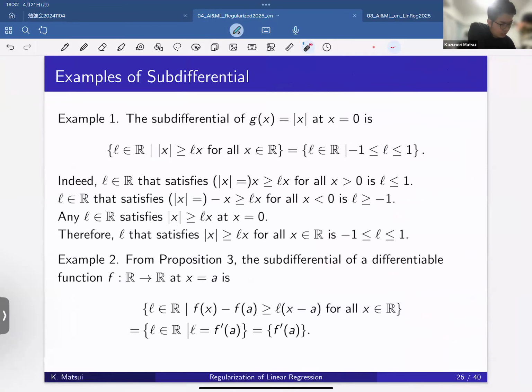Let's see what the subdifferential of g(x) equals absolute value of x at x equals 0. From the definition, we need to find L that satisfies this inequality. And this turns out to be any number between minus 1 and 1. So please check here later. On the other hand, for a differentiable function, if we draw a graph, it becomes easier to understand the graph. So like that.